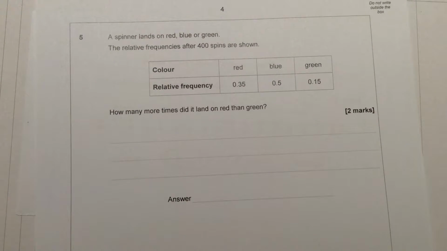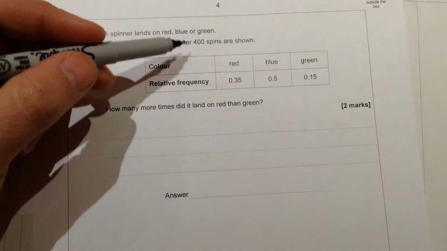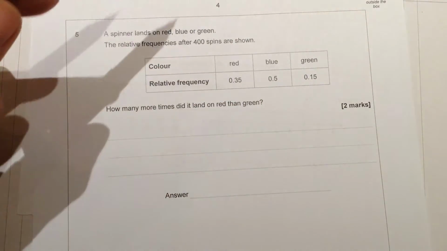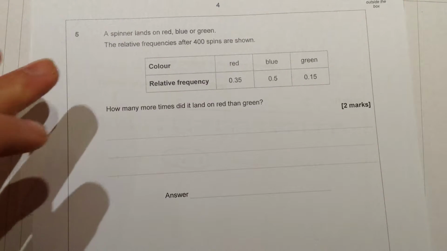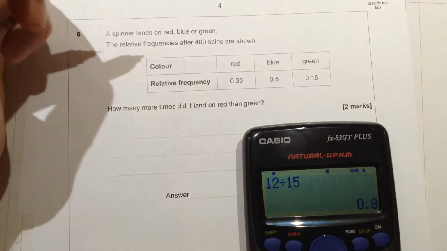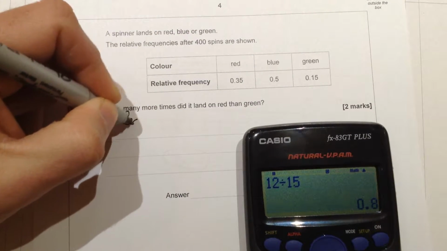Here's your next question. Now for this one we're given some relative frequencies, also potentially known as probabilities, of different colours being spun when we do a spinner. Now it says that the spinner has been spun 400 times. We can use these relative frequencies to actually work out how many times it landed on red, blue and green. All we need to do is to take each of the relative frequencies and multiply it by 400.